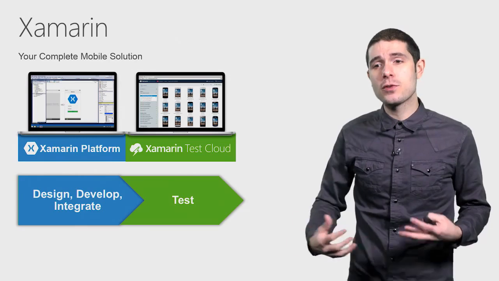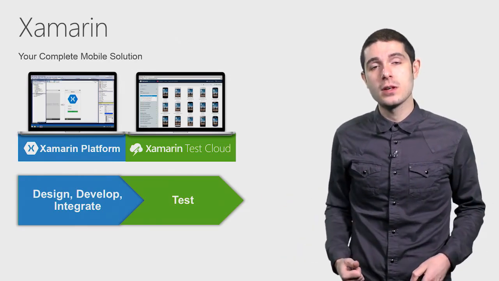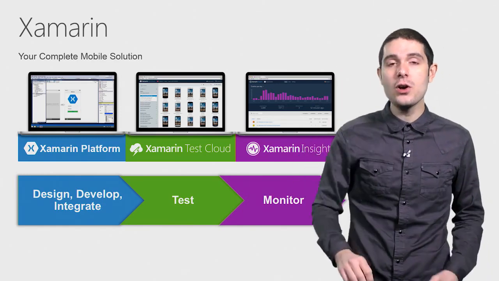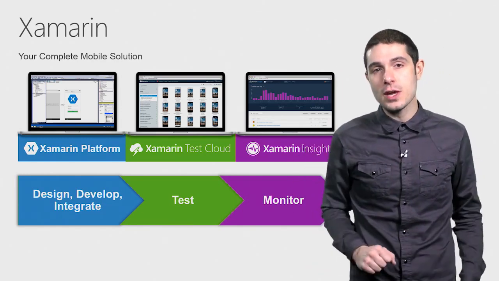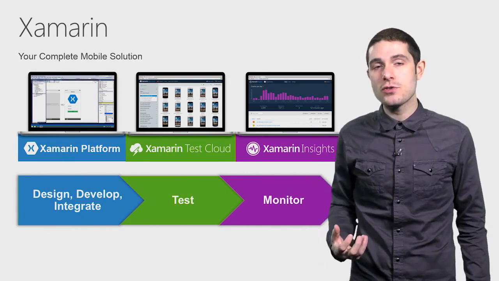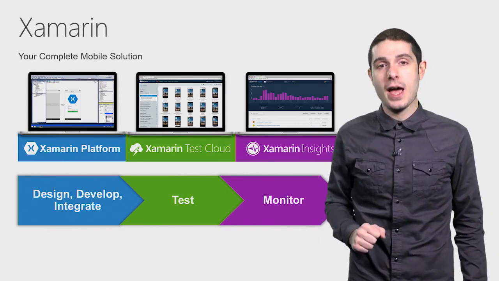But what about after you ship your applications to the stores? How do you get feedback from your users or crash reports? Well, that's where Xamarin Insights comes in. With just a single line of code in any of your iOS, Android, or Windows applications, you immediately get feedback for managed native crash reporting and any analytics that you want to add.